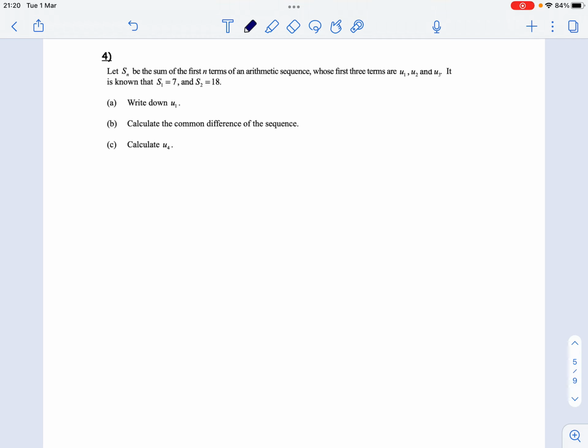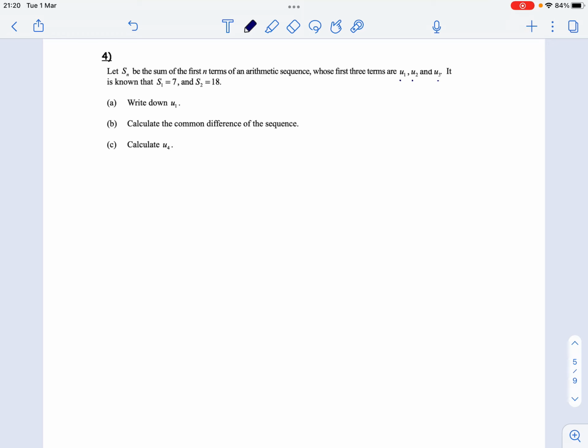Fourth question. Let Sn be the sum of the first n terms of an arithmetic sequence, whose first three terms are u1, u2 and u3. They haven't given the values of u1, u2 and u3. We are supposed to find that out. It is known that S1 is 7, S2 is 18.